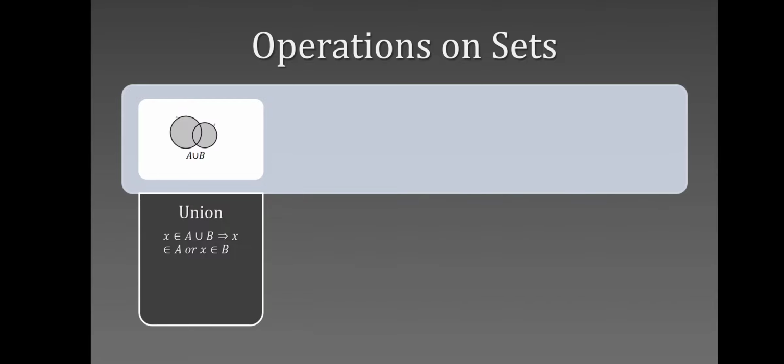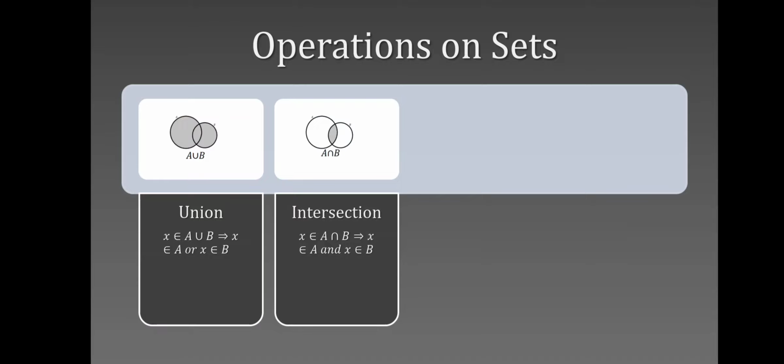Then A intersection B. Obviously intersection means it is a common part. So if there are two sets, whatever is the common element between the two sets, that is called the intersection of the sets. And if you pick up any element from the intersection, that means that element belongs to both the set A and B as well.